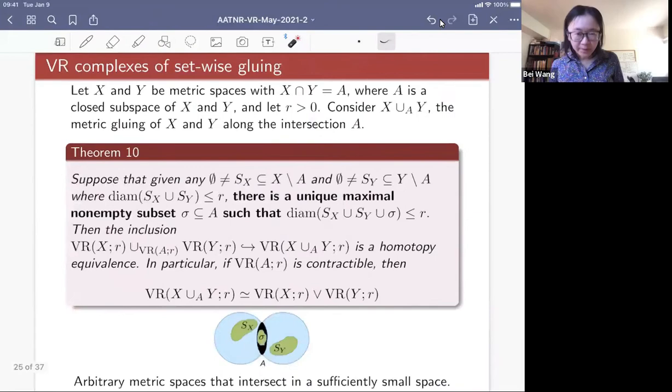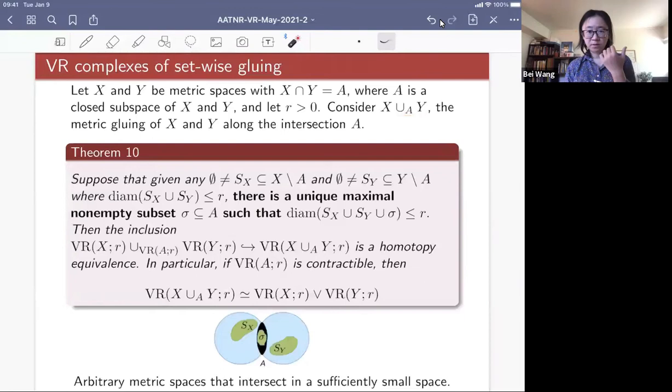Now, remember I'm gluing along a single point. I'm just going to move on to gluing along a set. So in this case, I have two metric spaces X and Y, and now I have a common subspace, the intersection A. It's a closed subspace of X and Y, and I choose a non-negative parameter. So now we are going to glue those two spaces along their common subspace. So this is a metric gluing along the intersection.